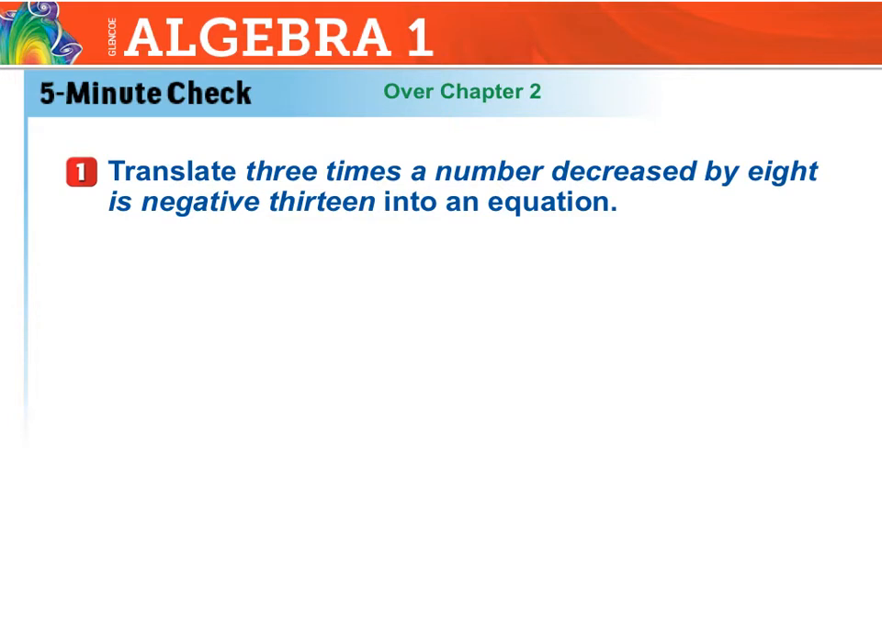Okay, so here we go. 3 times the number decreased by 8 is negative 13. I believe this is going to be 3n minus 8 equals negative 13. Again, I just wanted an equation. I didn't need you to solve it or do any other fancy stuff.